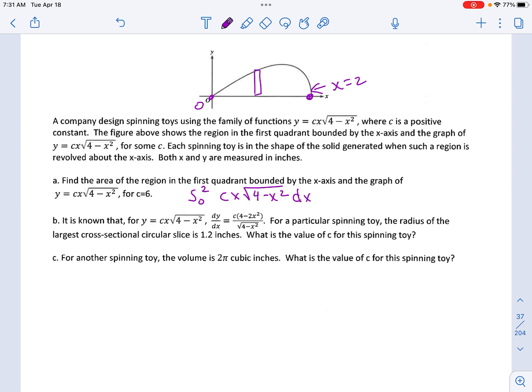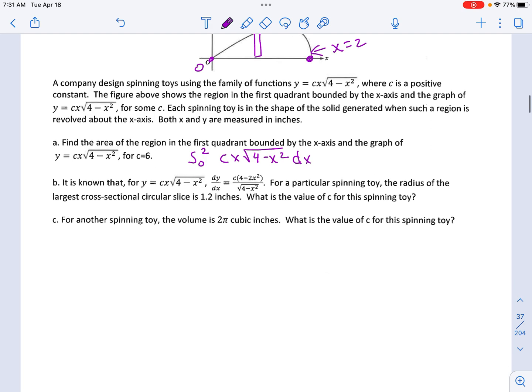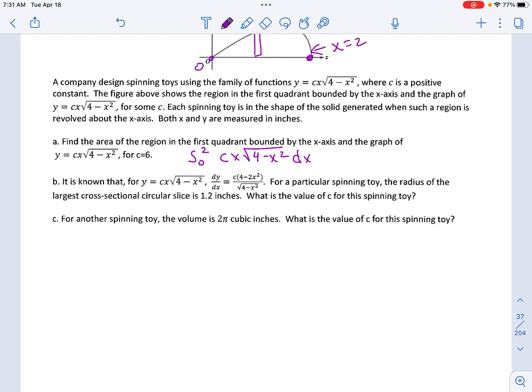Now, that's the setup. It does say to actually find it, so we are going to go ahead and actually take the antiderivative. I also forgot to plug in the c. It does tell me that c is actually 6, so this should be 6x. Okay, so let's go ahead, and this is a non-calculator problem, so we'll have to do the antiderivative by hand.